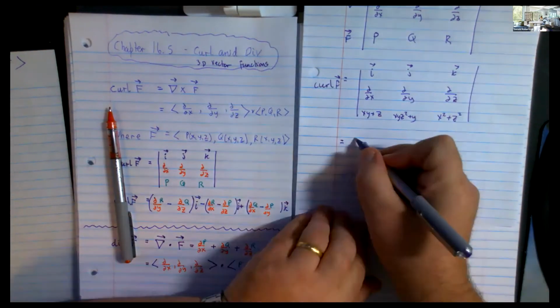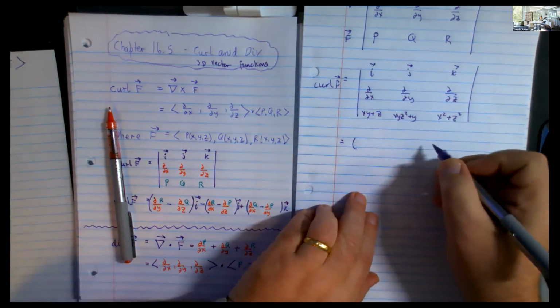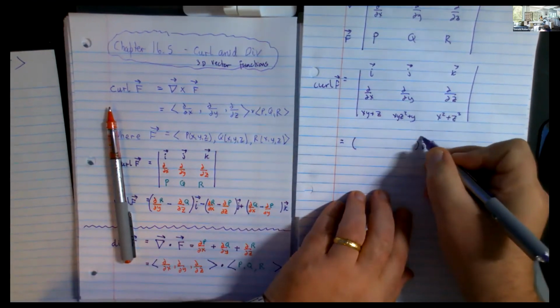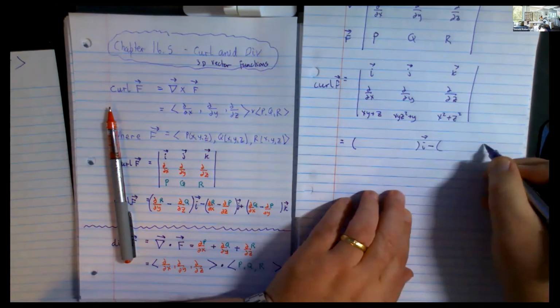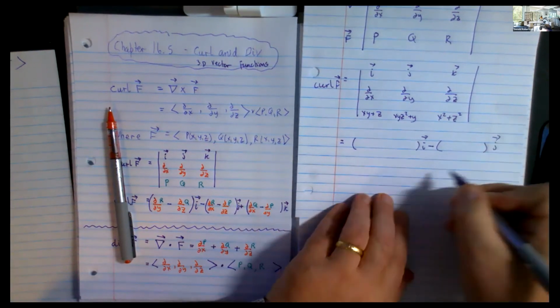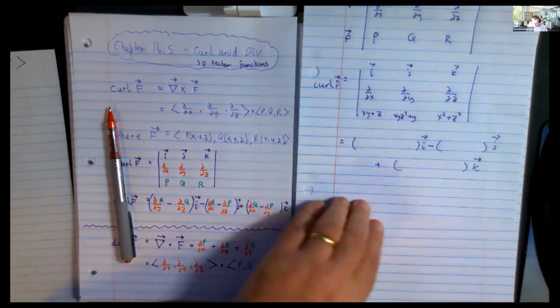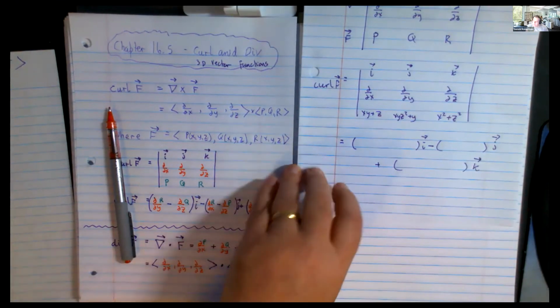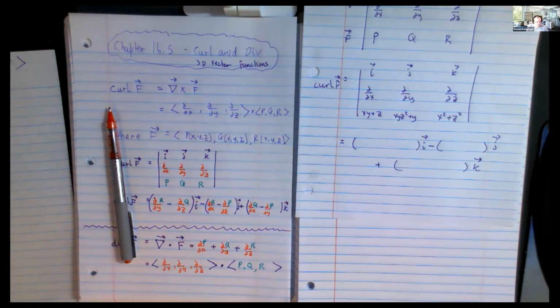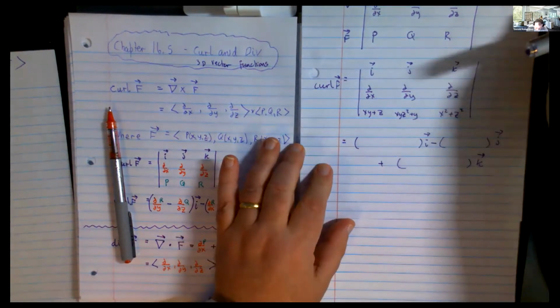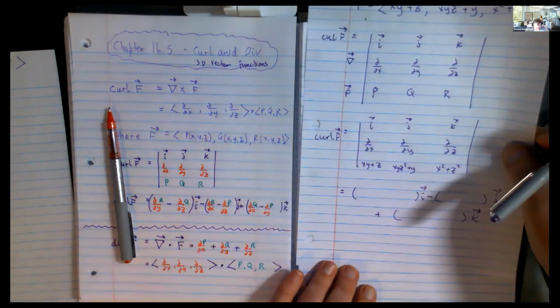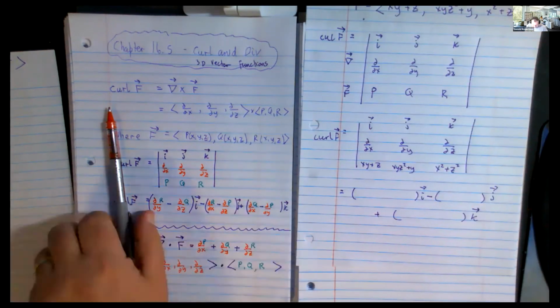So you're going to get so many i's, take away so many j's, plus so many k's. This is just too big to fit in one line, I know it is. That's why I'm going on two lines. Okay, let's see what that looks like. That's the formula. Let's show you its application.